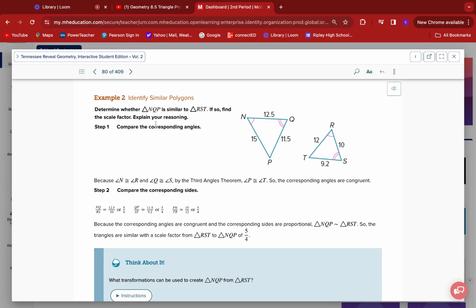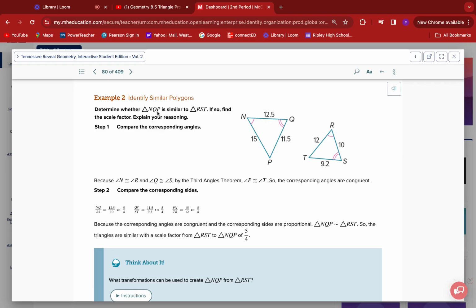Okay. The next one, QP. Those are your second and third letter. It has to match up to ST because S and T are your second and third letter. So you visual people, QP, 11.5 goes with ST, 9.2. And 11.5 divided by 9.2 simplifies to a 5/4 scale factor.